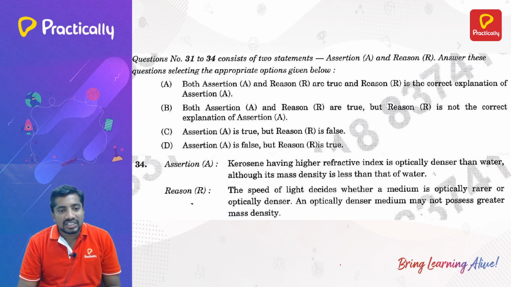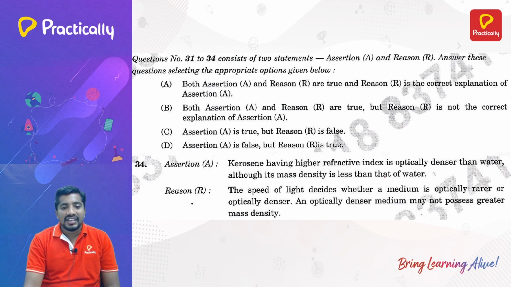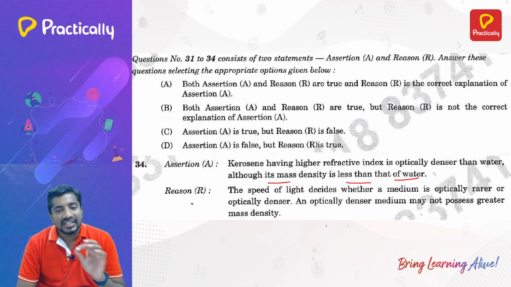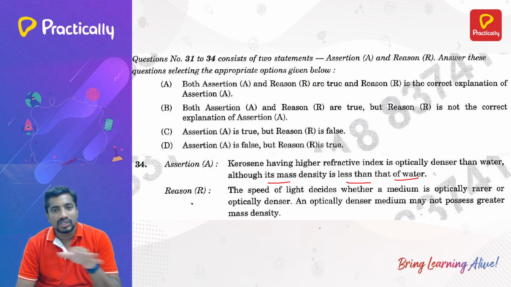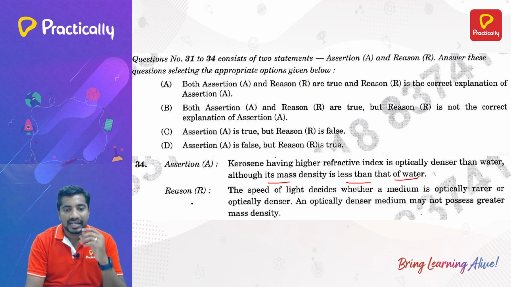Okay, the next one is assertion and reason type. Assertion is given: Kerosene having higher refractive index is optically denser than the water, although its mass density is less than that of the water. So very simple, children. One thing is clear. Mass density of kerosene is less than the water. That's why it floats on the surface of the water. Okay, leave it. Correct only.